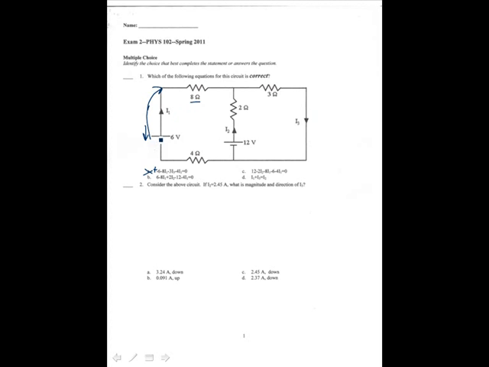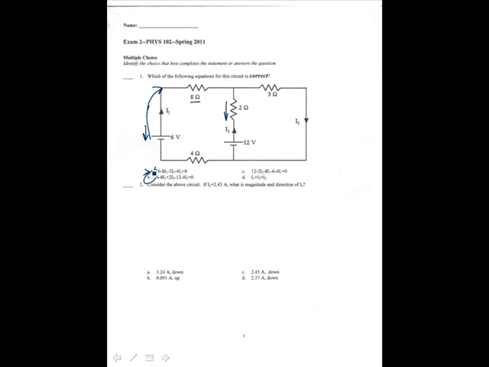Then I have 6 minus 8I1. That's correct. Positive 6 minus 8I1 plus 2I2. I'm going against the current, so that's correct. Minus 12. That's correct. And then minus 4I1. So that's correct as well. I'm going with the current. So the answer looks like it's B.